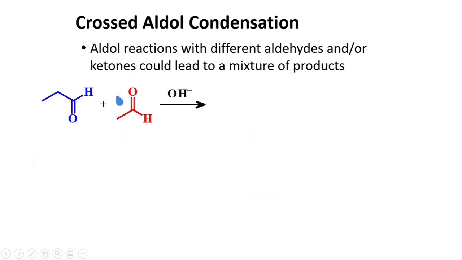All the examples that I have shown you so far involve identical molecules of aldehydes or ketones. What about if you use different molecules of aldehydes or ketones? I use here, for example, two different aldehydes. This is propanal, this is ethanal. In the presence of our base, there are two possibilities where you can take a proton, here and here. This will allow for you to form this compound.